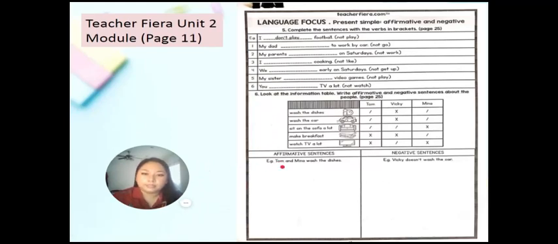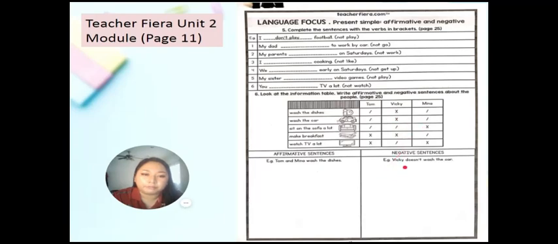Okay, let's see the example. The first example is Tom and Mina wash the dishes. Okay, so let's see Tom. Okay, there's a tick. And then Mina, there's a tick, meaning that these are affirmative sentences. You write in here. And in here are negative sentences, the one with X's here.